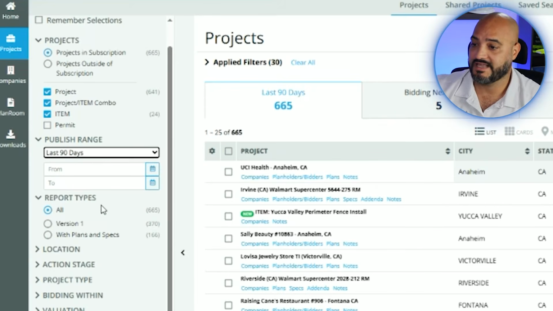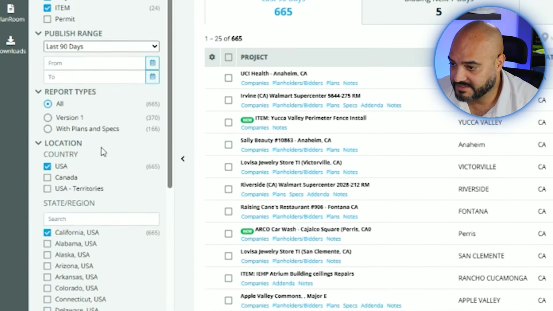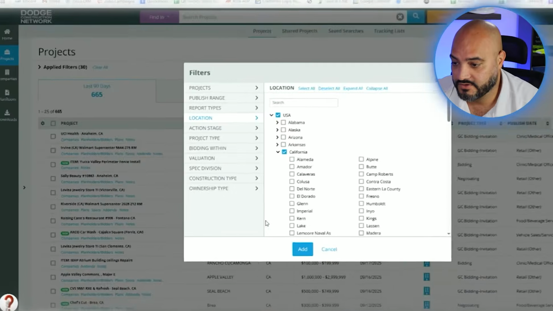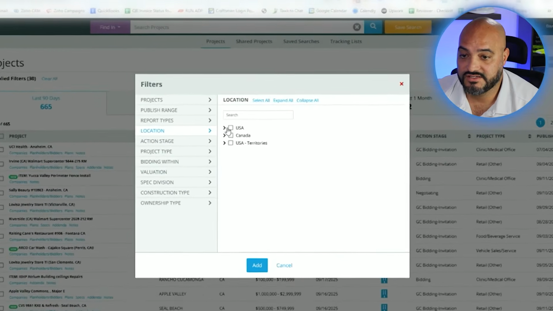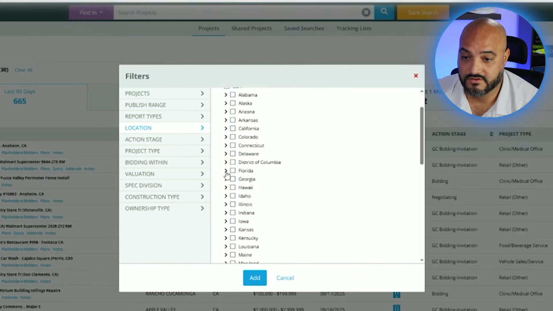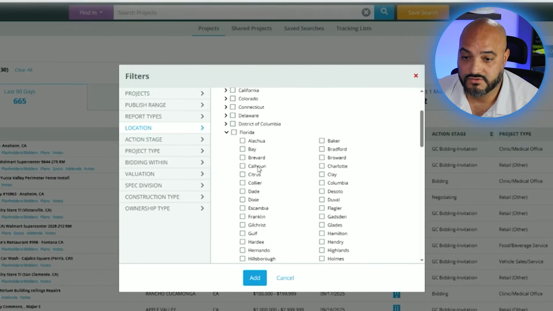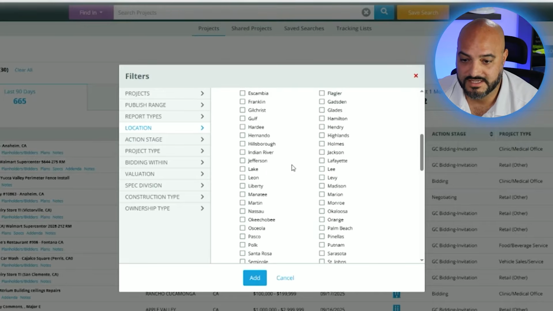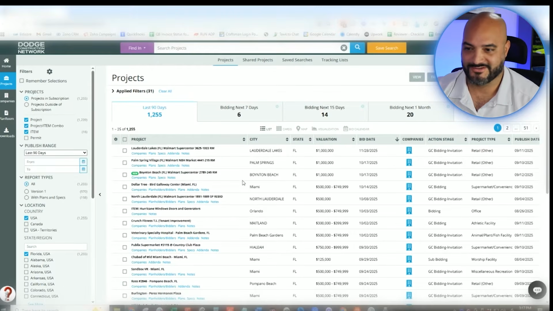So published range, last 90 days, report types, I'm going to skip that. Location, obviously where you live. Actually, let's change this to Miami, because I want to see what's going on in my backyard. So let's go to Florida. I'm going to put Dade, and then I'm going to put Broward, and let's do Orlando area, which is, oh no, Palm Beach is good. There's a couple of orange counties across the country.